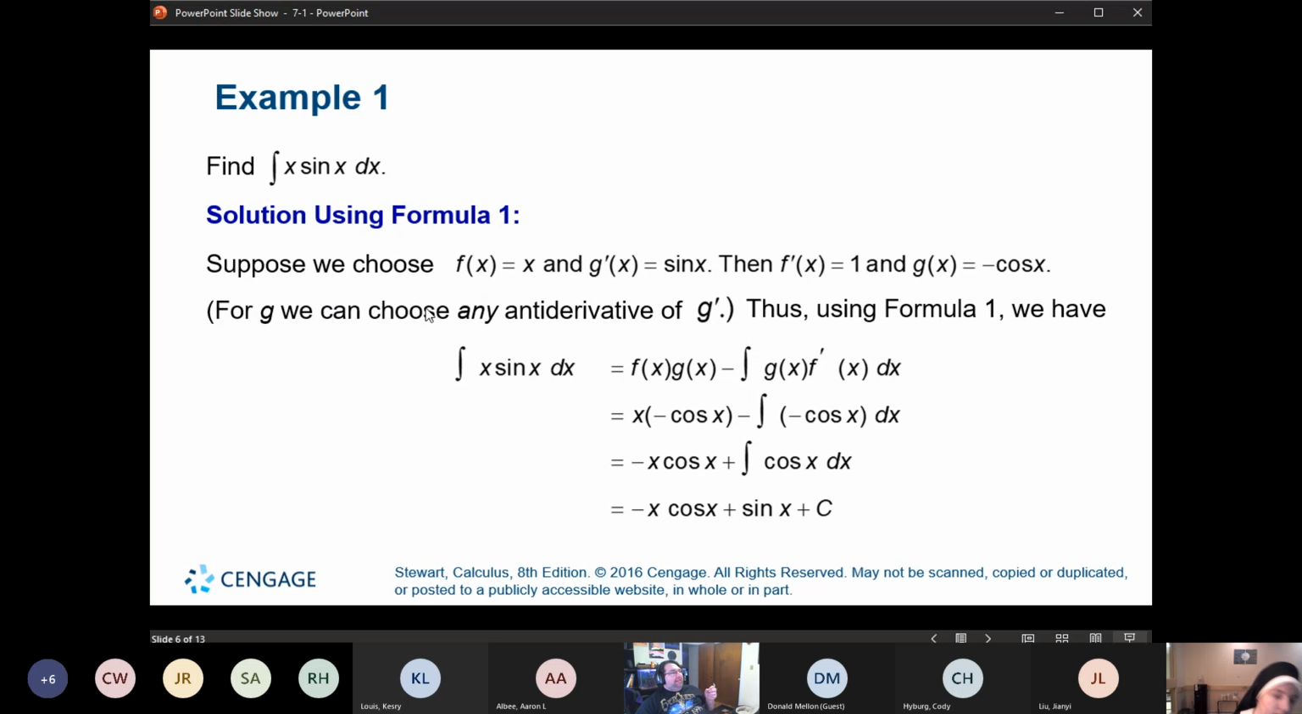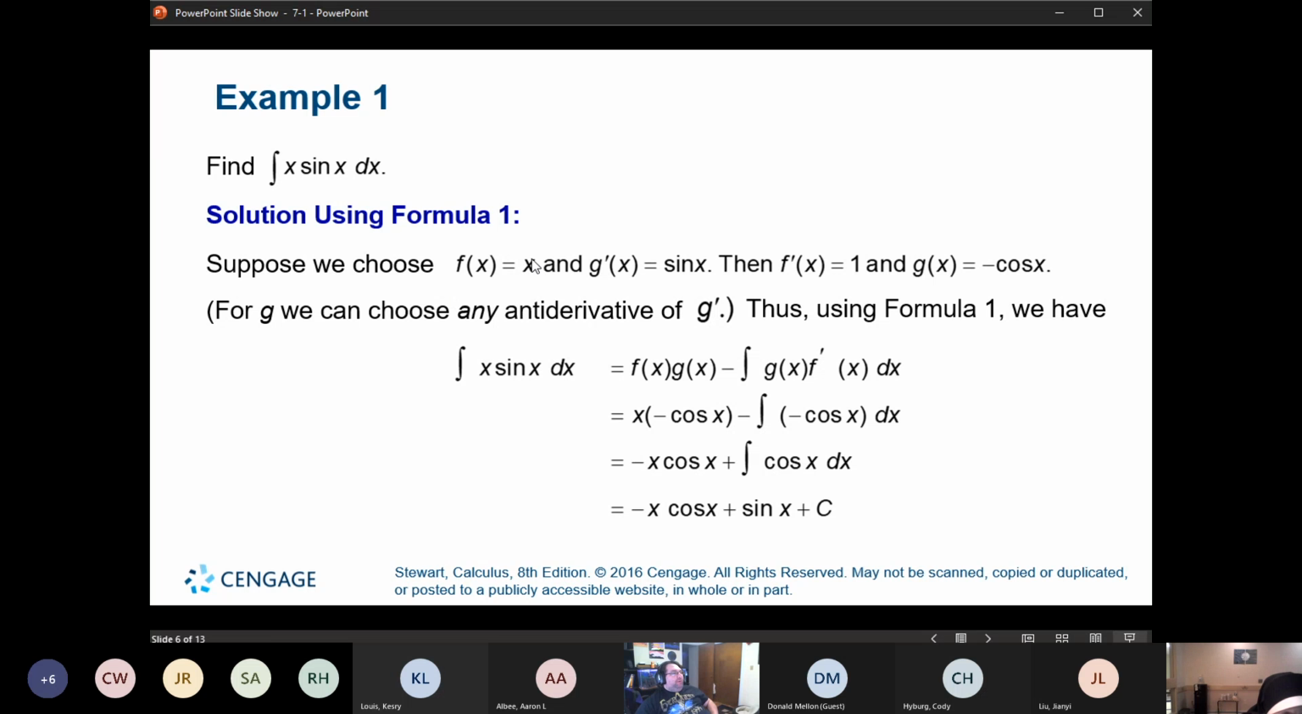The key when we're looking at these problems is how do we split the problem apart to figure out what we're going to make the f of x and what we're going to make the derivative of g of x. To find g of x, I have to do the integral of the derivative of g of x. For f of x, to find its derivative, I just take the derivative. So we want to pick things that make our lives easier and simplify the problem down.